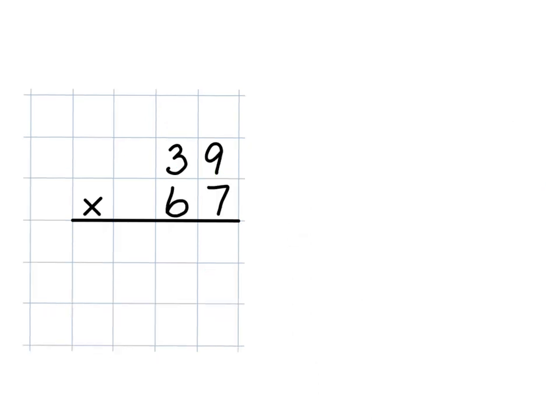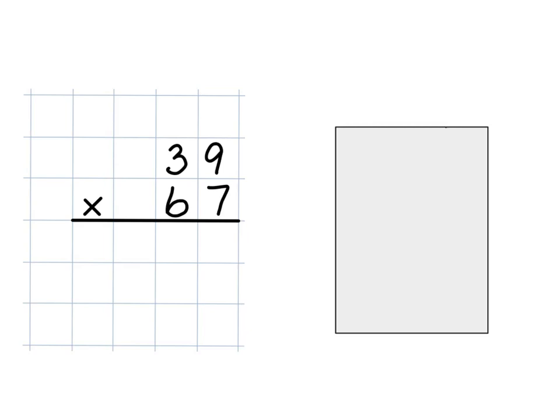All right, now for the third problem. We have 39 times 67. So we are going to make our area model over here. 39 is shorter, so this length will be shorter than the width. So we split it into our 1s and our 10s. Our 1's value is 9 in 39, and the 10's value is 30. And then our 1's value is 7, and our 10's value is 60.